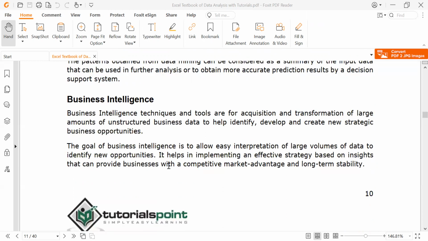The goal of business intelligence is to allow easy interpretation of large volumes of data to identify new opportunities. Like I said earlier, should you invest more in a particular product? Should you stop a particular line of business? It helps in implementing an effective strategy based on insights that can provide businesses with a competitive market advantage and long-term stability.